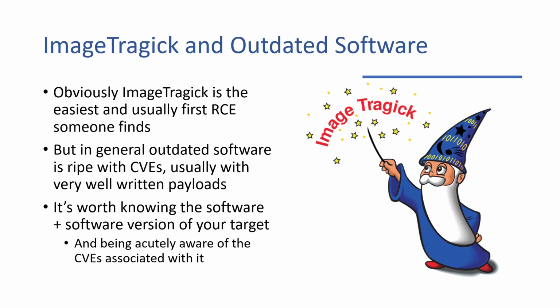So let's talk about ImageTragick and outdated software. Obviously, as we've learned, ImageTragick is the easiest and usually first RCE someone's found. But in general, outdated software is ripe with CVEs, usually with really well-written payloads that somebody else has already done. It's worth knowing the software and the software version of your target and being acutely aware of any CVEs associated with it.